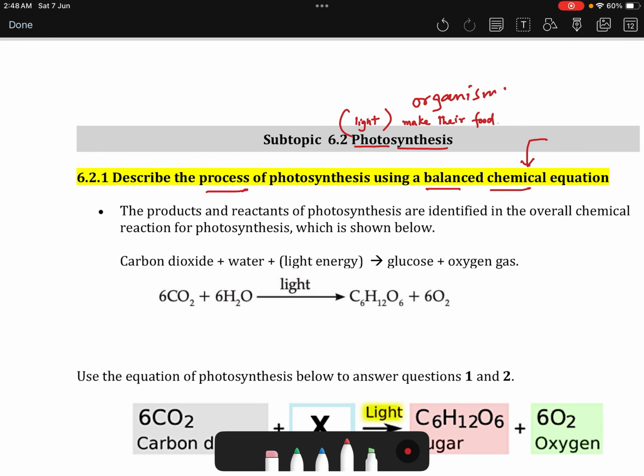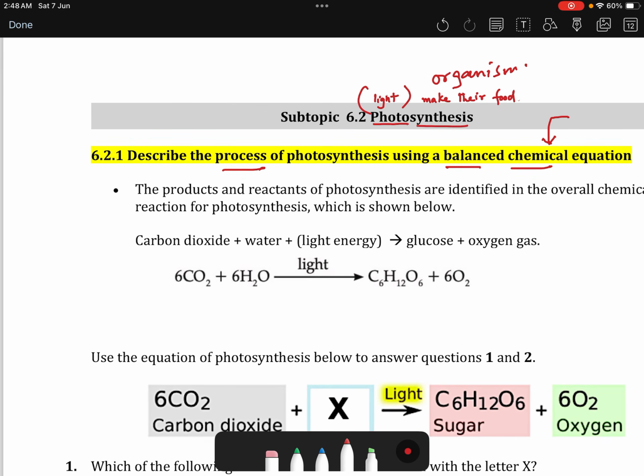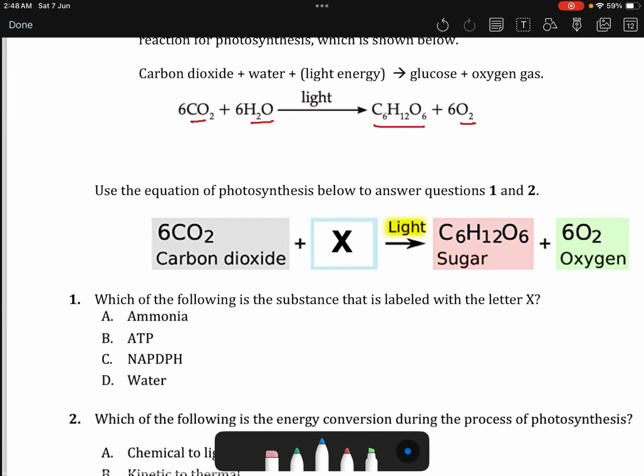Carbon dioxide plus water gives you glucose and oxygen. So you write CO2 plus H2O gives you C6H12O6 and O2. The best and easy way is that you put 6 with every one of these except glucose, because glucose already has 6. So you don't need to put 6 with this one, and you put the 6 with all the others, and that's it.